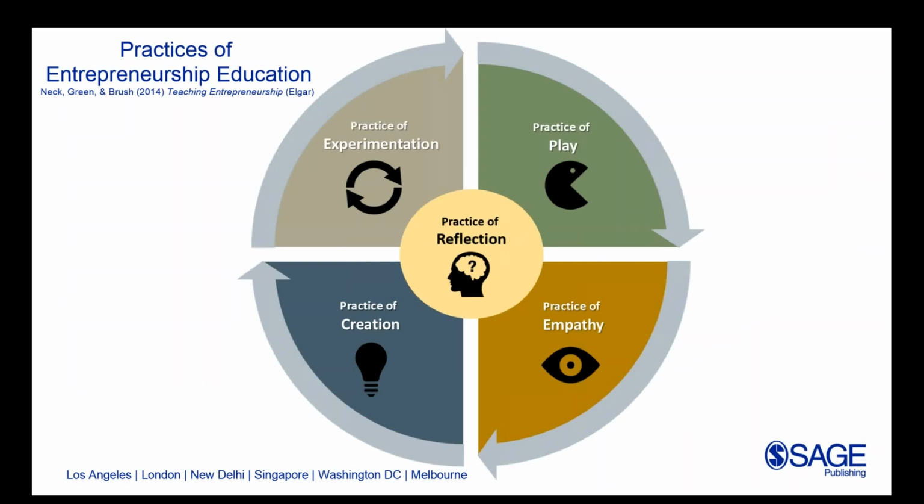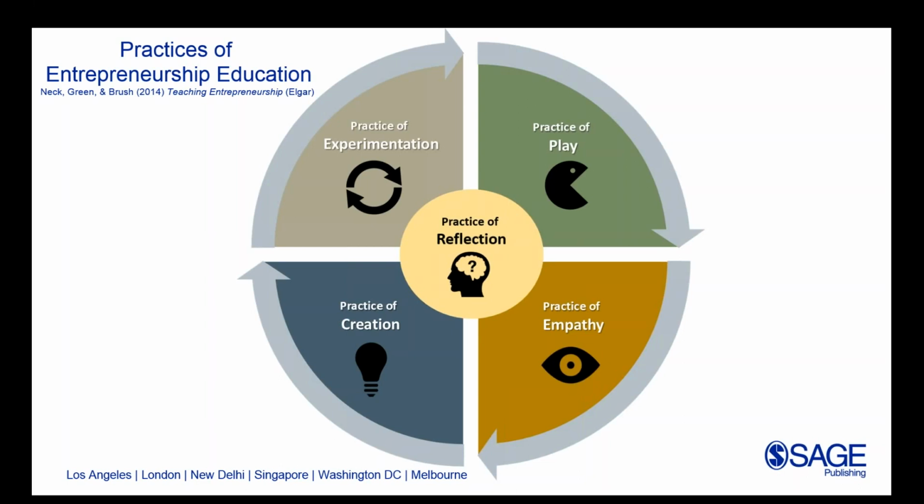Whenever I design a class session around entrepreneurship, the exercises and the experiential learning that I'm doing need to meet one or more of these practices. The practice of play: are the things students are doing joyful and engaging and fun? The practice of empathy: does what I'm having the students do help them develop empathy for either entrepreneurs or customers? The practice of creation.